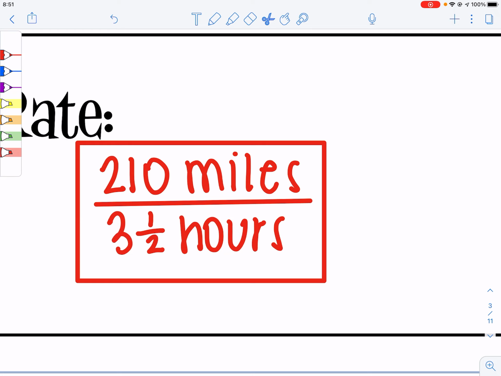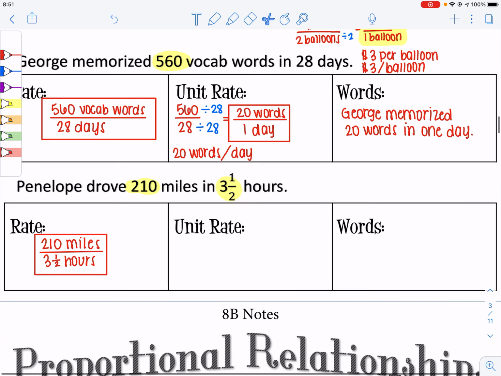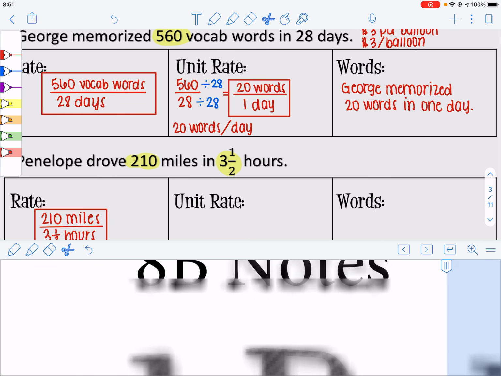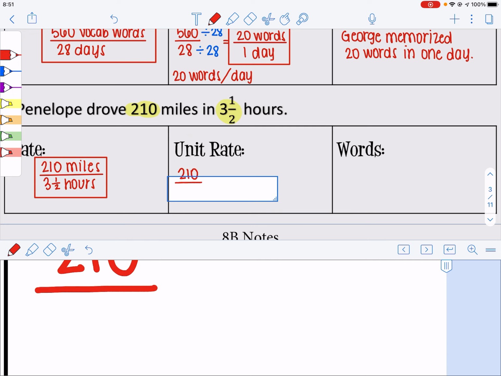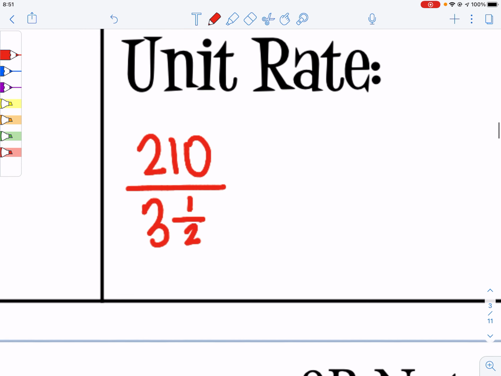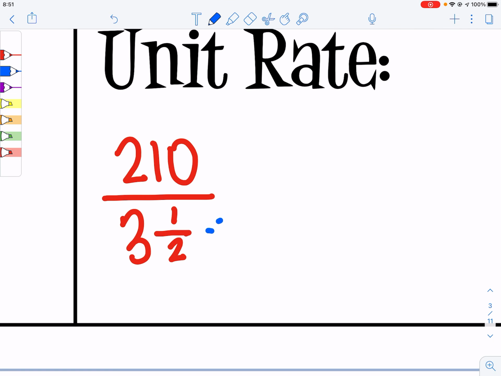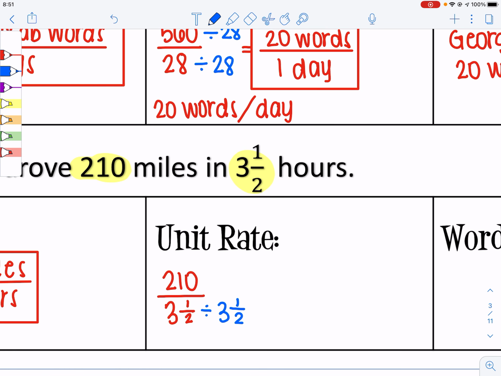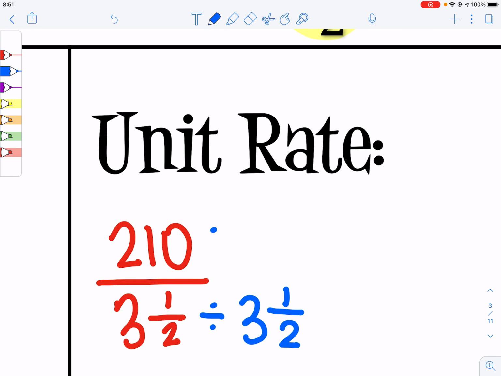From here, I need to turn this into a unit rate. So I'm going to give you a hint on how to get it started. We have 210 over 3.5. So here's my 210. Here is my 3.5. I need this denominator, this bottom number, to be 1. In order to get it to be 1, I'm going to divide by whatever that number is. In that last problem, I divided by 28. In this one, I'm going to divide by 3.5, which means you also have to divide 210 by 3.5.